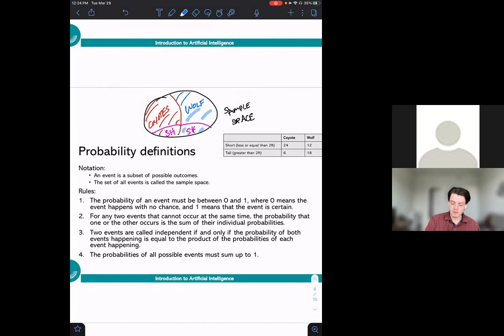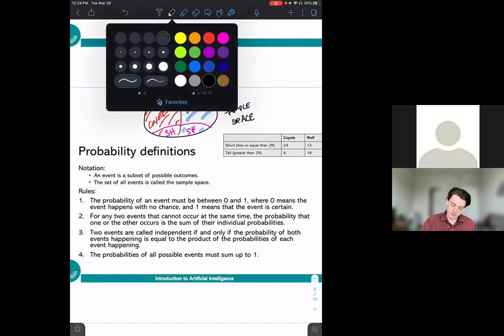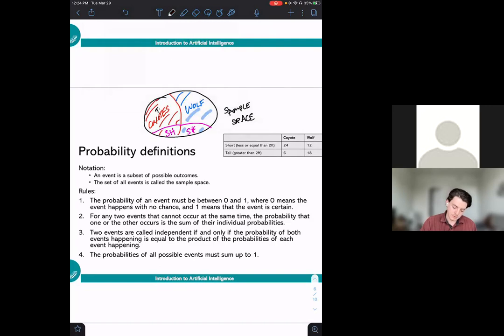That's good enough. So we've got coyotes that are potentially the tall ones at the top. So this is the tall set. There's a tall set of coyotes, there's a tall set of wolves, and then there's a short set of both classes of them. And so this would be the sample space. And so an event would be a subset of all the possible outcomes, or a subset of the sample space.